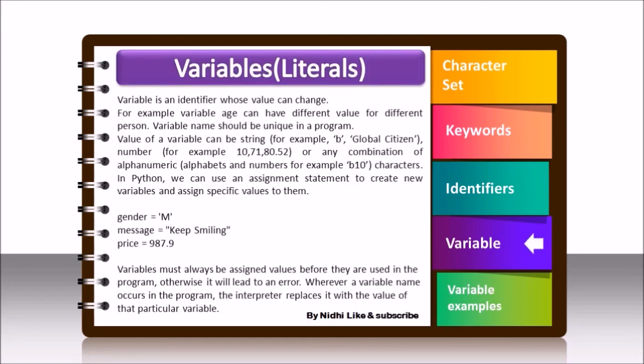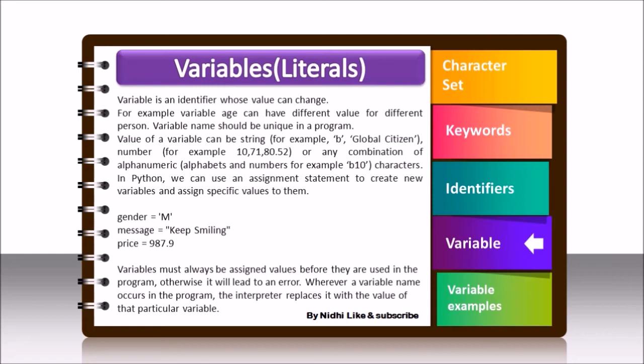What are variables? A variable is just a name for a location. A variable is also an identifier, which we call an identifier whose value can change. That means like x or y, if we are assigning some value to that, we can call x a variable. x is equal to 2, so x is a variable. y is equal to 5, that means y is a variable.